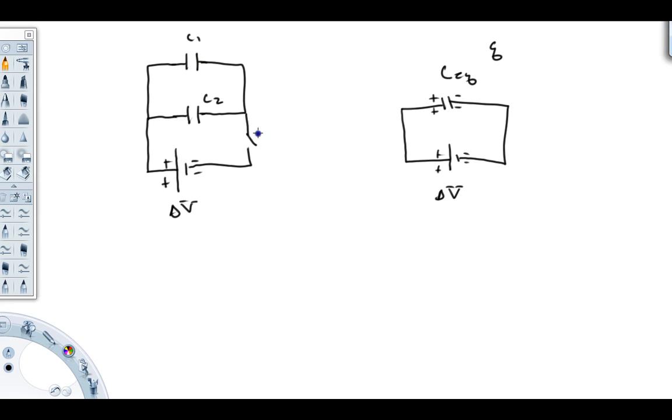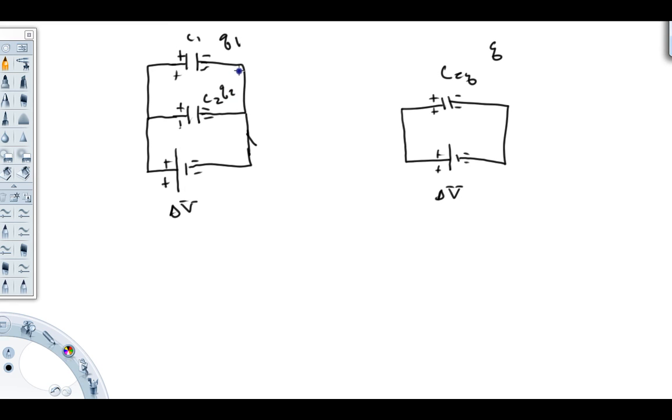Right? So now imagine when the switch is closed, the battery is going to push charge through the circuit. These plates are going to become positively charged, these plates negatively charged. So I've got a capacitor that I called C1. It's now going to have a charge on it that I'm going to call Q1. We have a capacitor C2. It's going to have a charge on it that I'm going to call Q2.